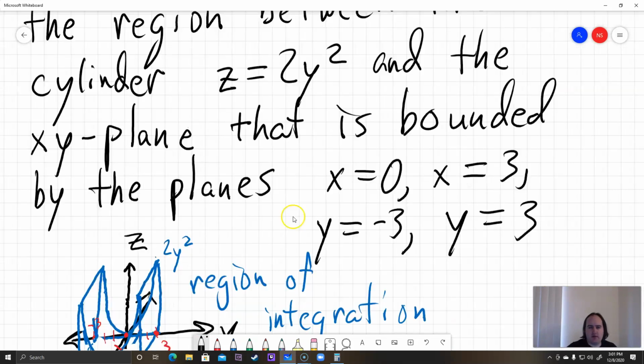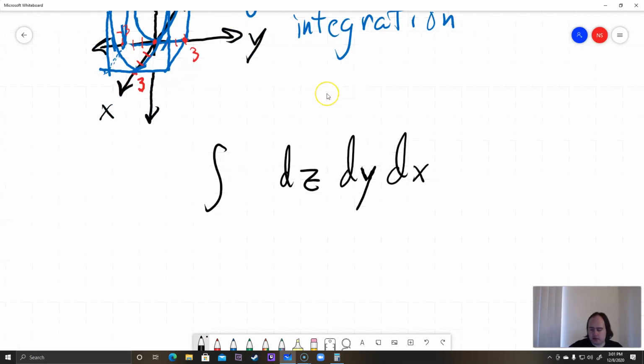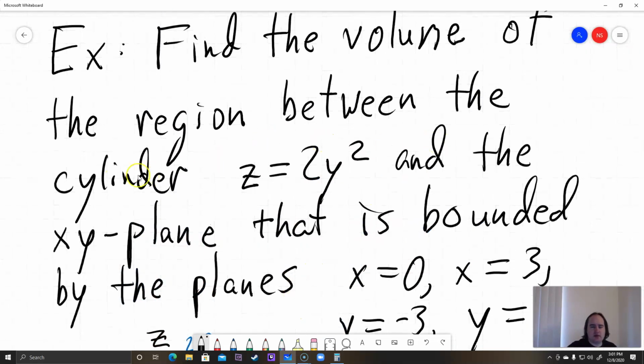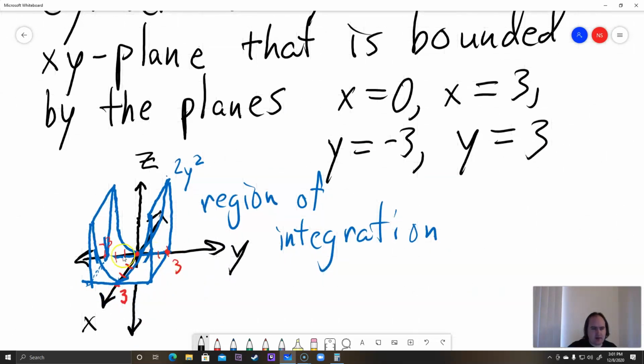But we know that for z, which is going to be our innermost integral, we're going to be going from z equals 0. Now, how did I get 0? Well, it said the region was bounded by the cylinder z equals 2y squared and the xy plane. So the xy plane is right here. So that's actually bounded at z equals 0. So z goes, if I do z in green here, z goes from 0 all the way up to here. Okay? And what's up here? Well, up here is actually z equals 2y squared.